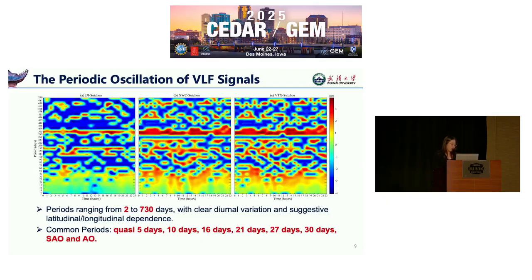region. So this slide is about the relatively longer term variations. We observed periodic variations of very low frequency signals. The periods range from 2 days to 2 years, and they have common periods like 5 days, 10 days, 16 days, 21 days, and a year. We suppose that they are related to planetary waves, SAO and QBO.